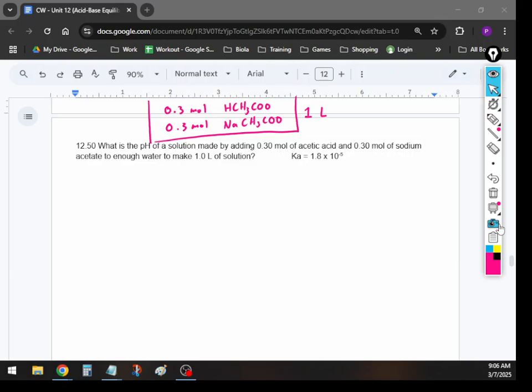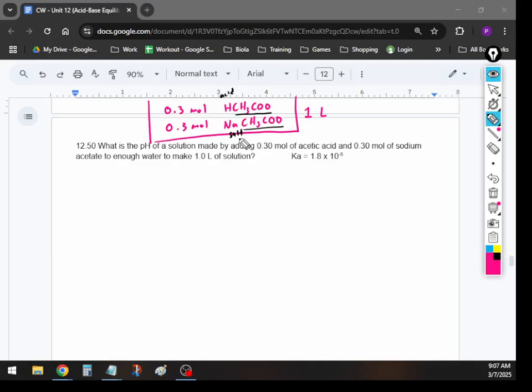Now, if you guys take a look, we have an ion that the two compounds have in common, right? So we have CH3COO, and that's your common ion. One comes from an acid, and one comes from a salt. Okay. Everybody good so far? Okay.